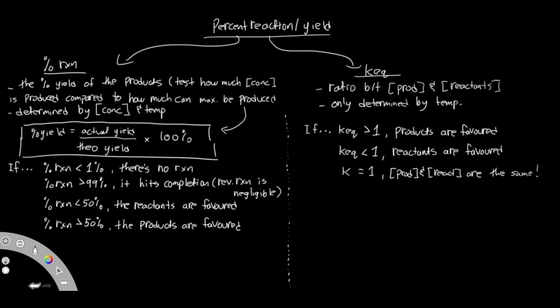Let's have a look at a few practice problems. As we write this down, of course, it's probably wise to write down the chemical equation for this. So we've got NOCl in the gaseous state, a reversible reaction, because obviously we're talking about equilibrium as the focus, and then we have NO gas and Cl2 gas.